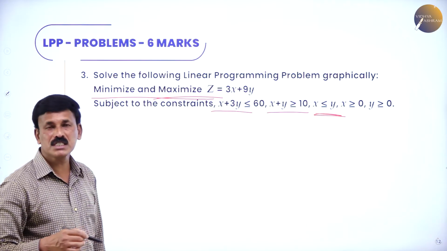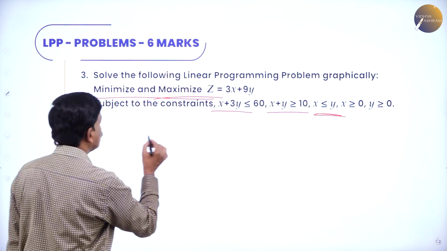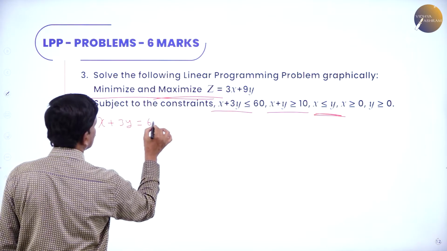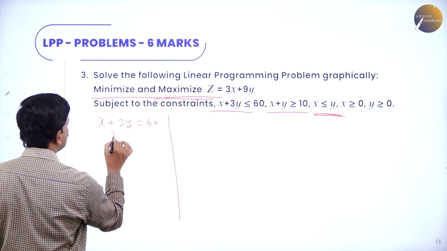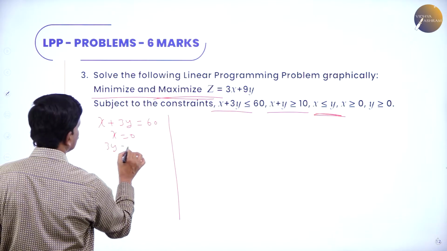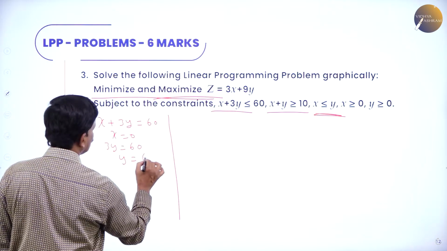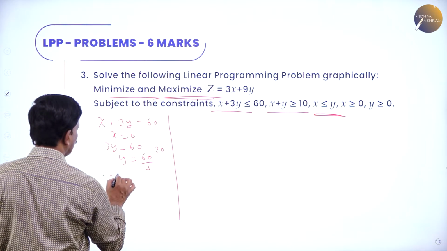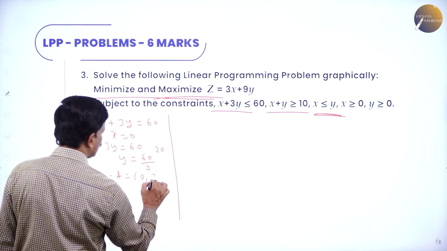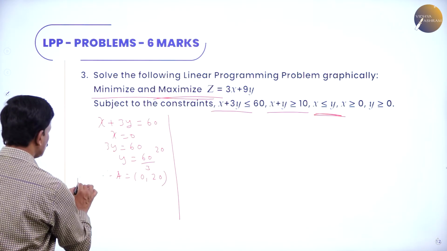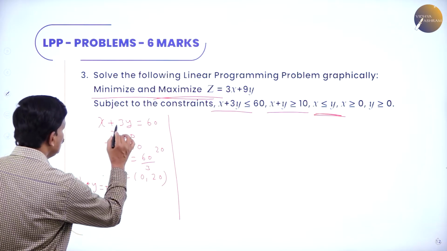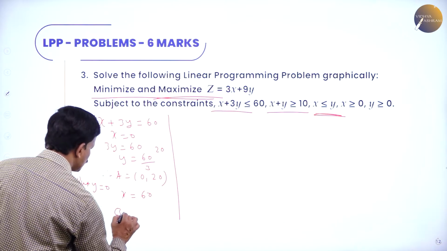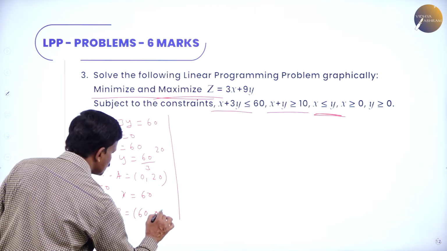Now let us convert these inequalities into equalities. The first inequality, x + 3y ≤ 60, can be written as x + 3y = 60. Put x = 0, you will get 3y = 60, y = 60/3, which is nothing but 20. So A = (0, 20) is the first point. Again put y = 0, you will get x = 60. Therefore the point B = (60, 0). This is B.